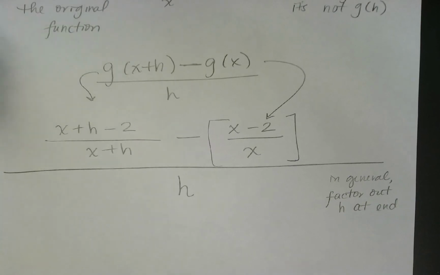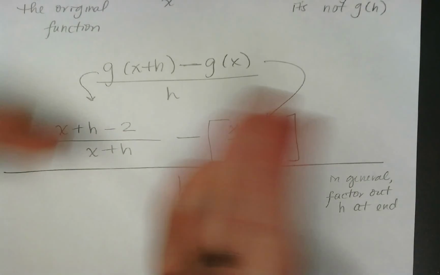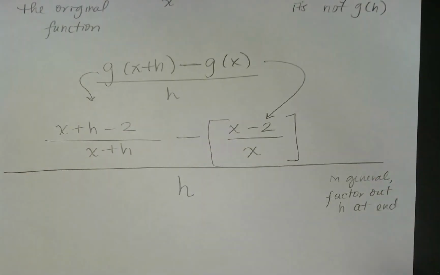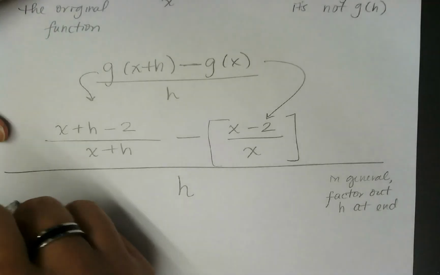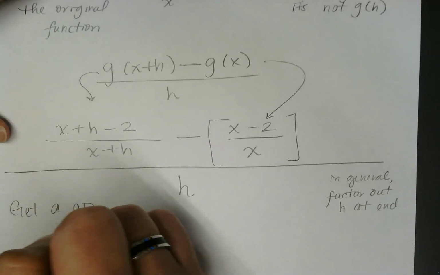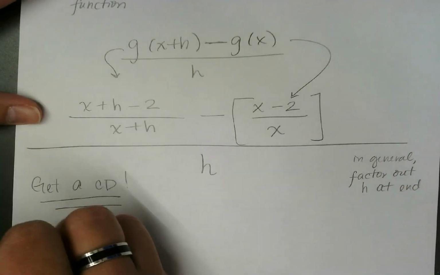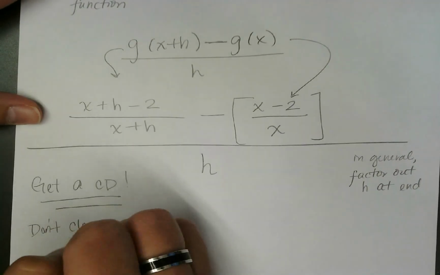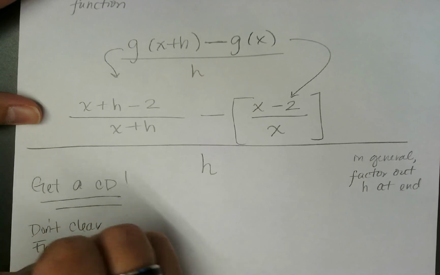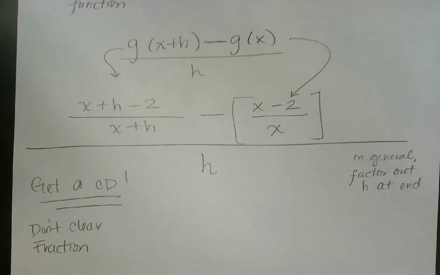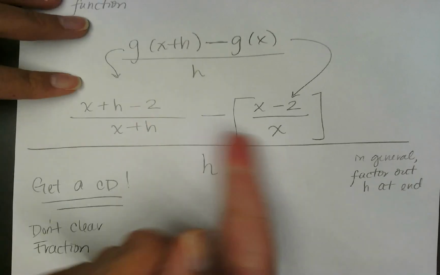Somebody asked, how do you clean up the top? What can you possibly do with those fractions? The only thing you can possibly do with those fractions is get a common denominator. You do not clear fractions. Let me write this down. Don't clear fractions. Normally I give candy to my students, and this would be a candy bar moment. Can somebody tell me why you can't clear fractions up here?